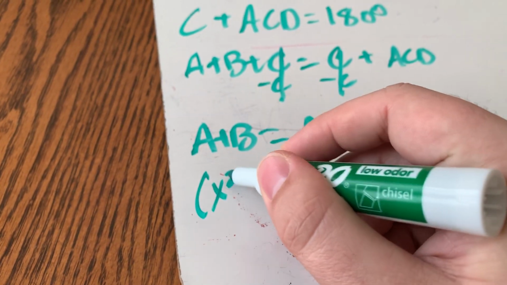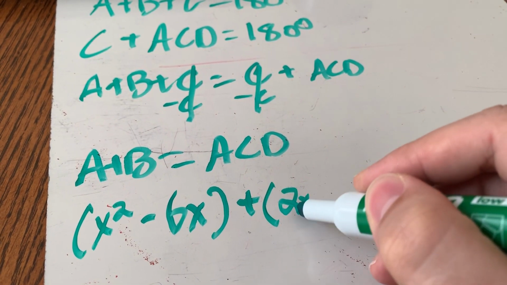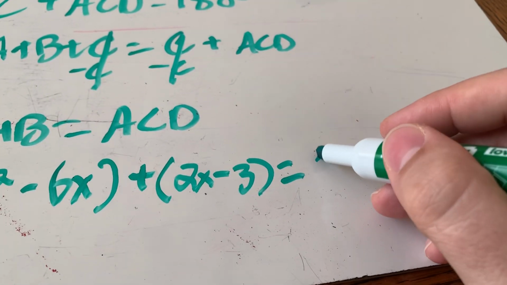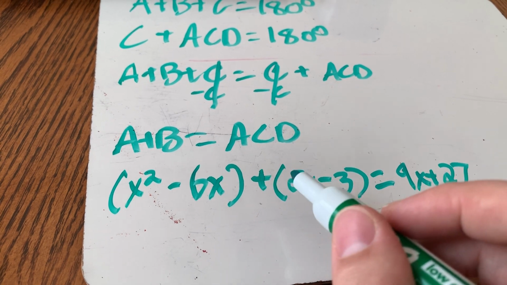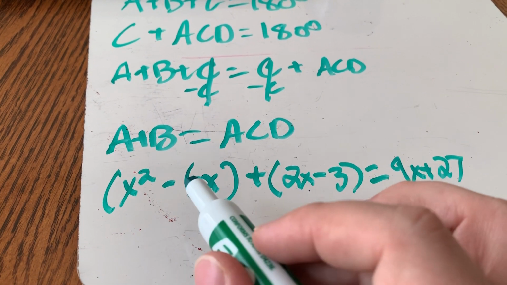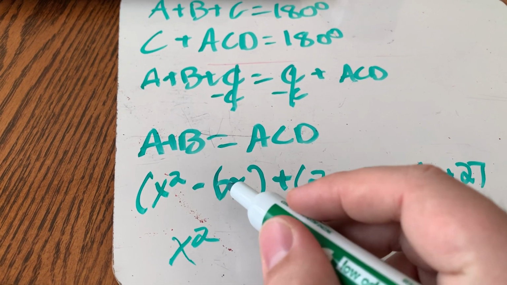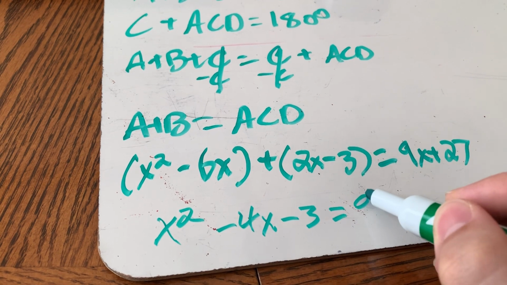Okay? So A is x squared minus 6x, plus B, which is 2x minus 3, is equal to ACD, which is 9x plus 27. All right. So first thing we're going to do, since this is plus, I don't have to distribute a negative sign. So it's x squared minus 6x plus 2x minus 3. So I've got x squared, negative 6 plus 2 is negative 4x. Still got the minus 3 equals 9x plus 27.